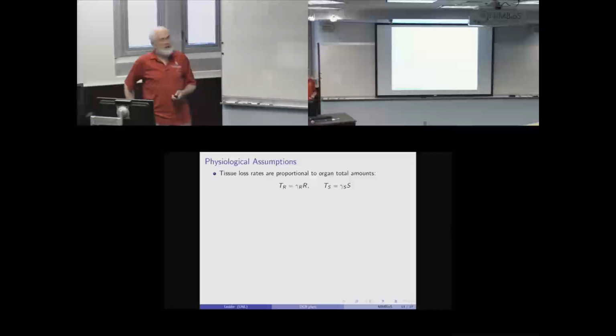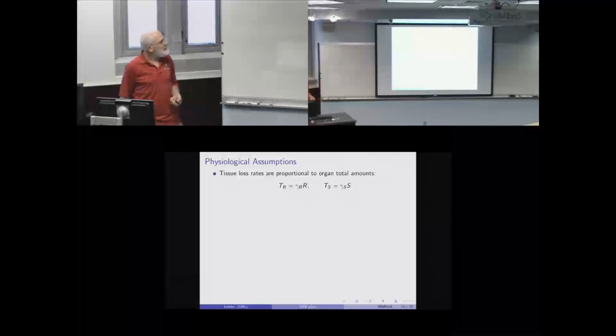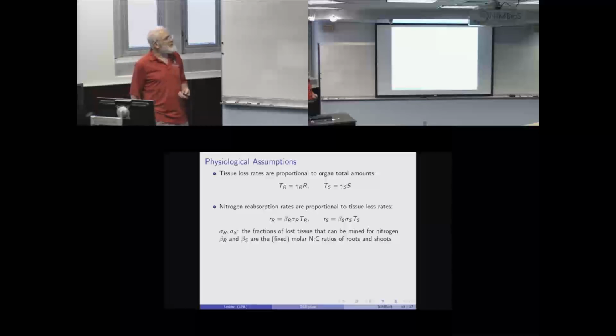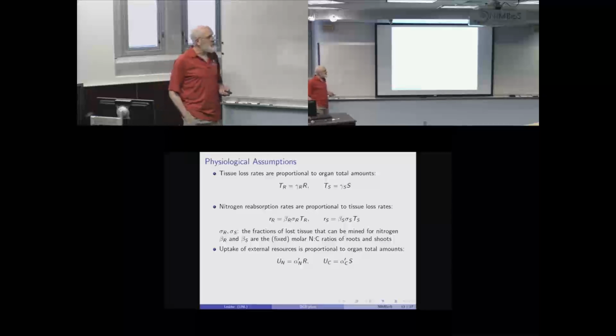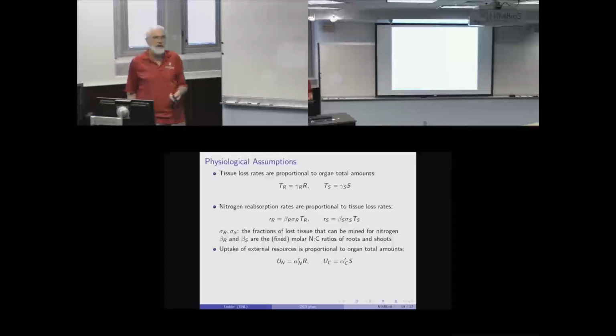All right, we need some physiological assumptions. These are as simple as possible. Some of them are realistic, some of them are overly simplified. So tissue loss rates are proportional to organ total amounts. That seems reasonable. Reabsorption rates are proportional to tissue loss rates. That seems reasonable. Uptake of external resources is proportional to organ total amounts. This is not a very good assumption, but it will suffice for the model that we're doing.